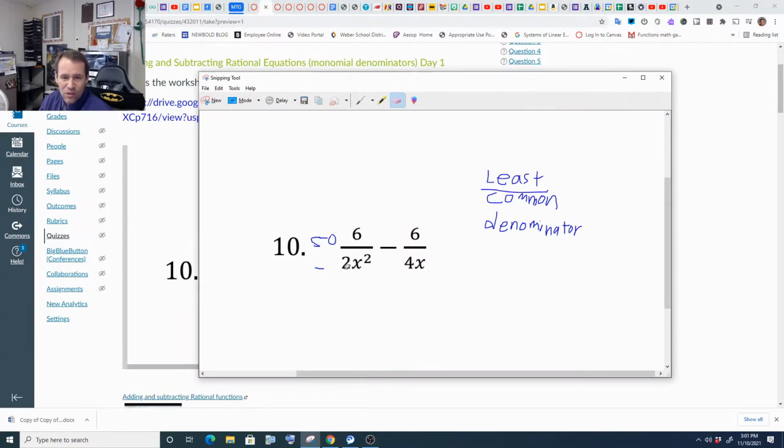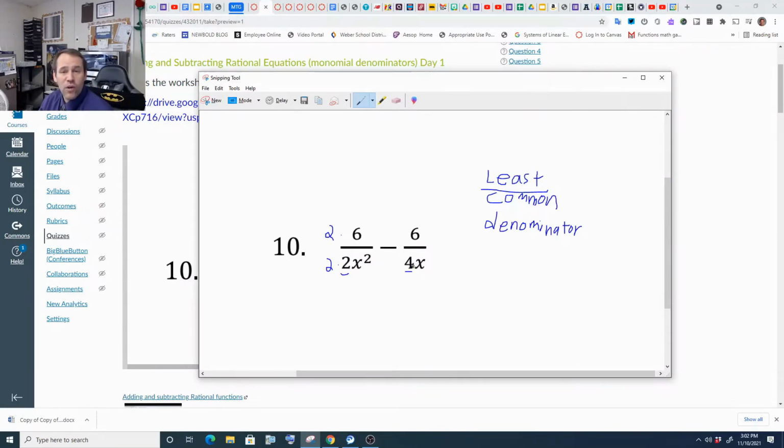And so those numbers are way too big. The least common denominator is usually kind of looking at each other and making them look like each other. For example, how would 2 become a 4? Well, you'd go ahead and multiply it by 2, because 2 times 2 is 4. And if you do it to the bottom, you have to do it to the top.